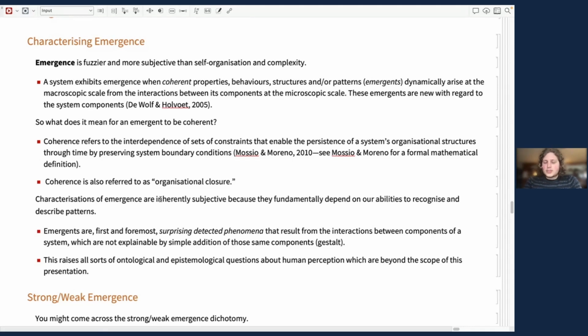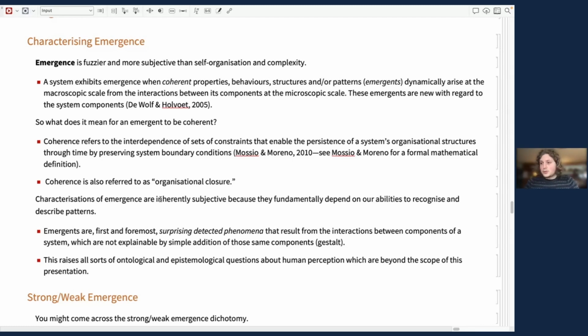However we define emergence, it's always going to be inherently subjective, because emergence fundamentally depends on our ability to recognize and describe patterns. So when we say something is emergent, what we're really saying a lot of the time is we've found something surprising, that results from the interactions between components at a local scale, and we can't explain it simply by the addition of these interactions. So emergence means that there's gestalt involved.